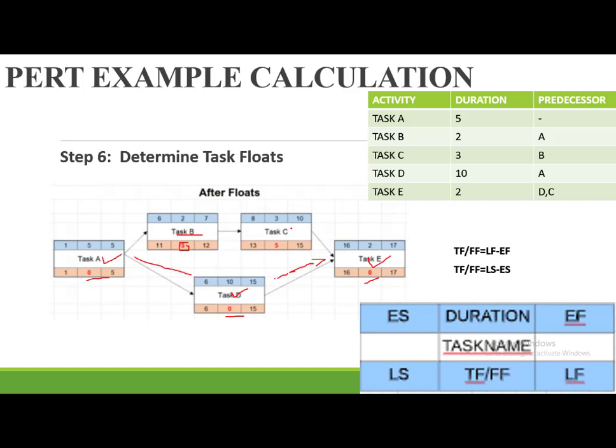Task C can be delayed by 5 days without affecting the overall completion of the project. Because you can see task E ends on day 10, but task E will begin on day 16th. So that means task C has a free float of around 5 days. We can delay from day 10th all the way to day 15th without affecting the overall completion of the project.